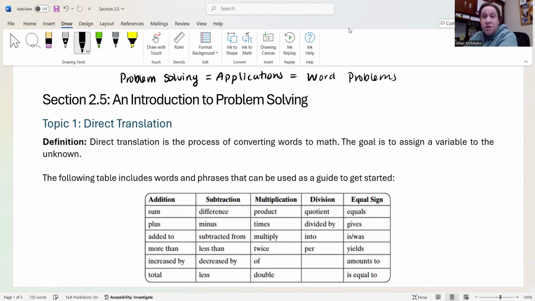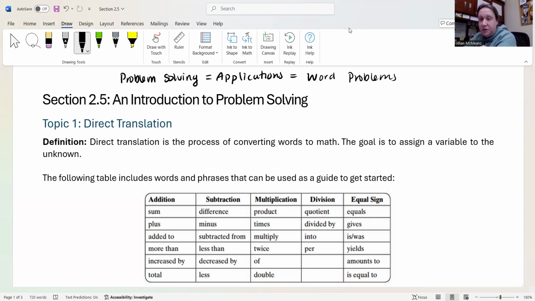Now, this is a very long section, so there will be quite a number of videos, but some of the videos are going to have two topics just for the sake of not making it too confusing. So we're going to talk about an introduction to problem solving. We're going to go right back to that idea of direct translation, and we've dabbled in this a bit in a few other videos, okay? So here's where we're officially going to learn it.